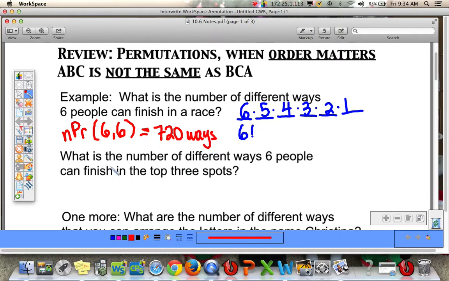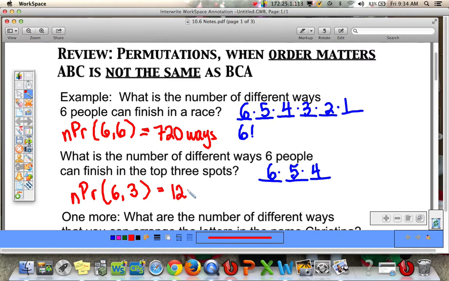What is the number of different ways 6 people can finish in the top 3 spots? So again, if you want to write it out, now there's only 3 spots. There's 6 people to choose from that could get first place. Then there would be 5 people to choose from that could get second, and then 4. So we could do 6 times 5 times 4, or in your calculator it's a permutation, nPr. And out of the 6, we're just choosing for the top 3 spots. And if you do that, there's 120 ways to arrange 6 people in the top 3 spots.